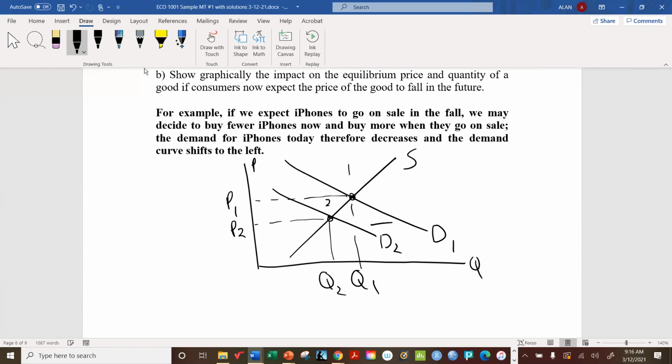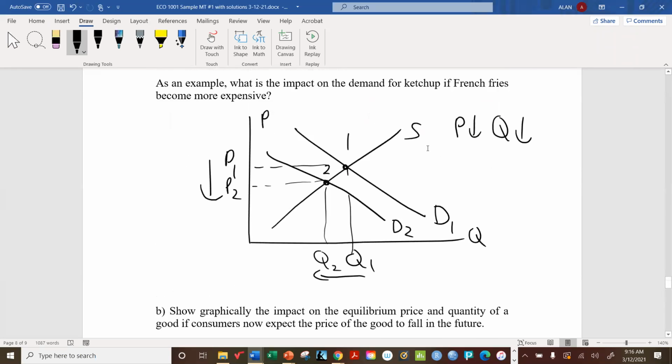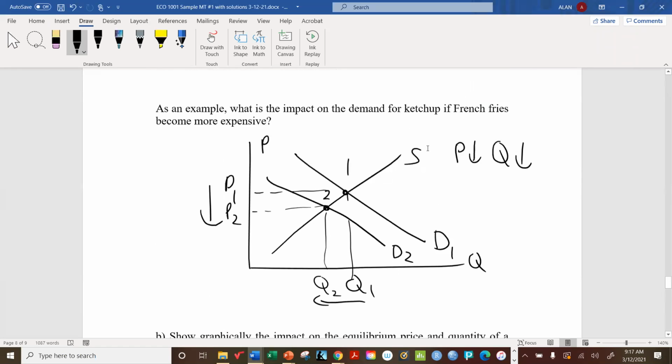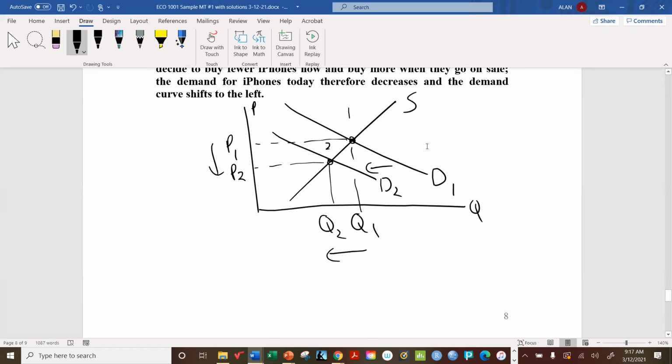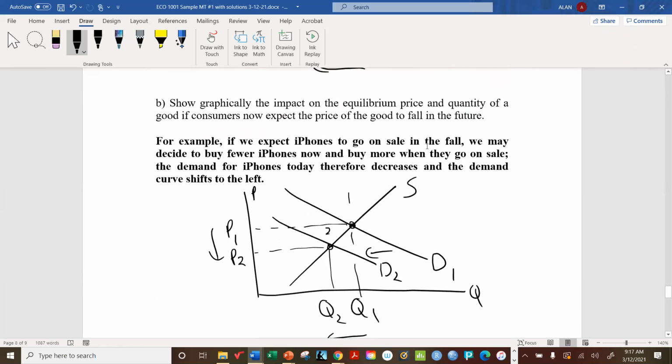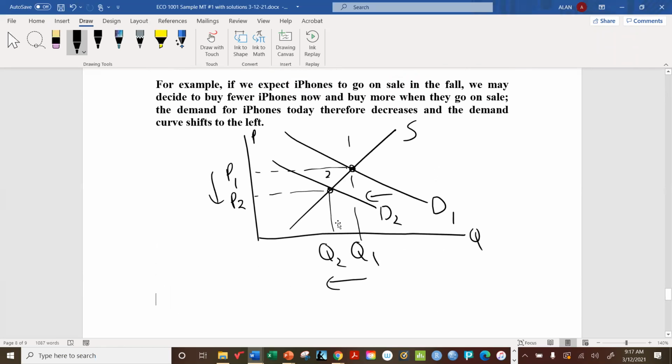Okay, so the demand curve shifts to the left as a result of our expecting the price of the good to fall in the future. All right. So that means there's a shift to the left of the demand curve, and as a result, the price and the quantity both drop.